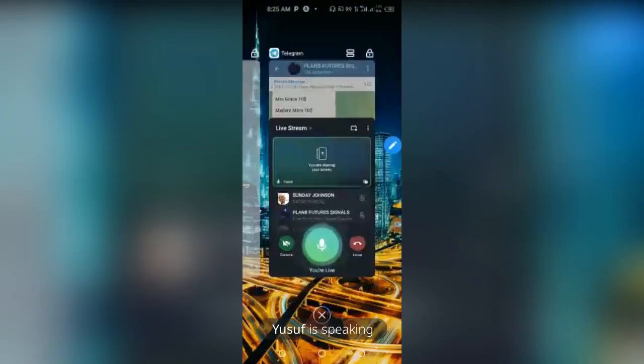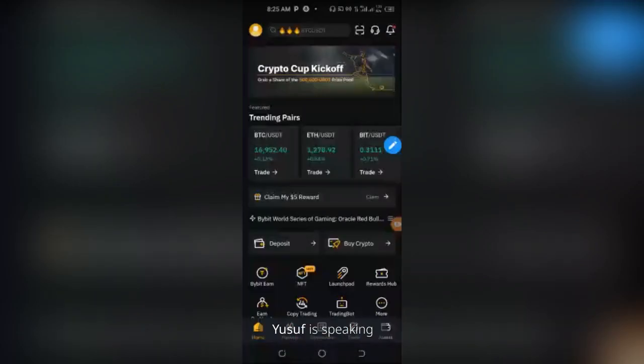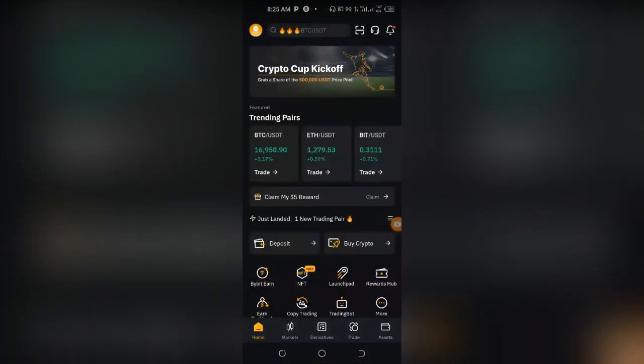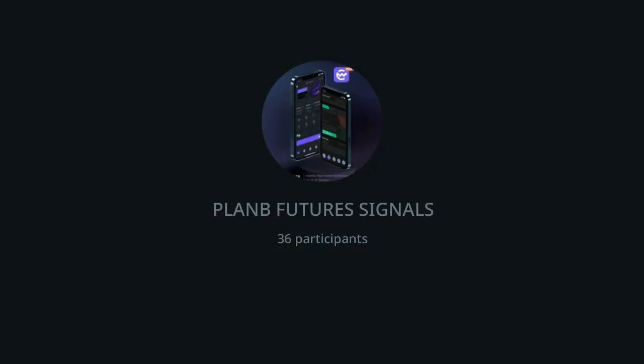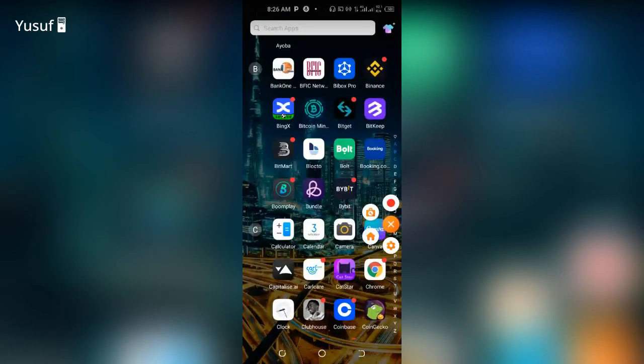So speaking of where to locate it, now I want to deposit into my Bybit from another exchange. How do I do that? For a start, I want to change and pick up. Okay, I think I have it already.